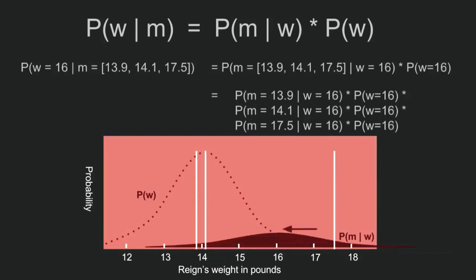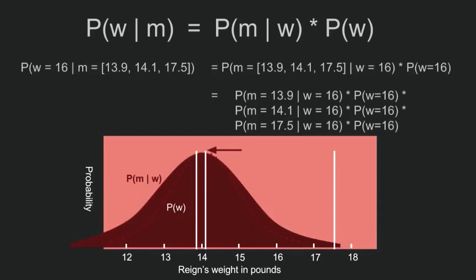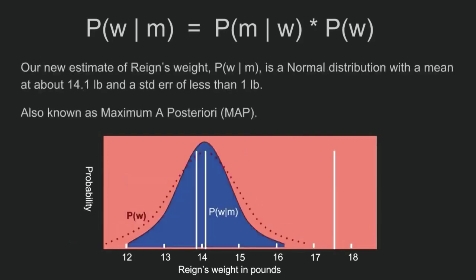And now we repeat this process at 16.5 pounds and 16 pounds and 15.5 pounds and 15 pounds all the way through. And then by the time we're done, we tally up all of those and we get this new posterior distribution.